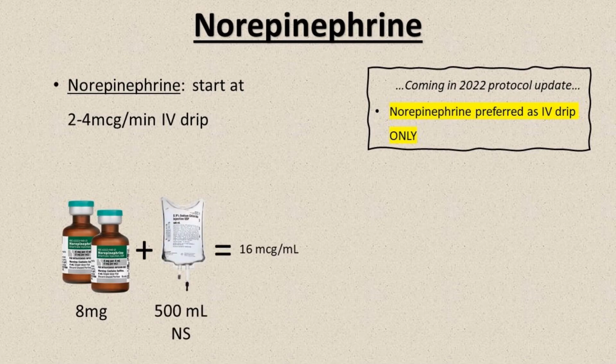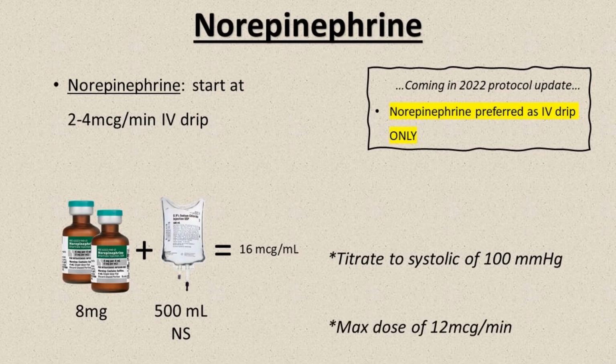And we will titrate this to a systolic blood pressure of 100. The max dose that we will give of our norepinephrine is 12 micrograms per minute.